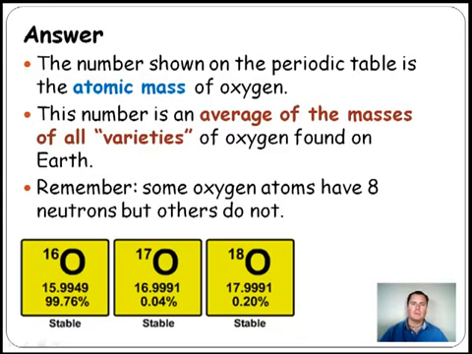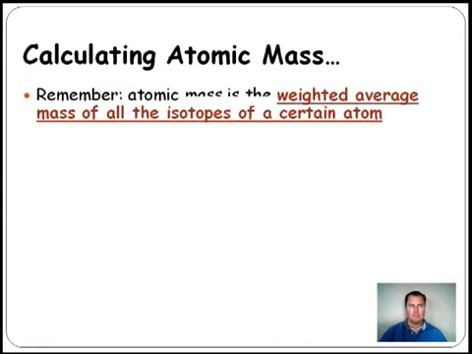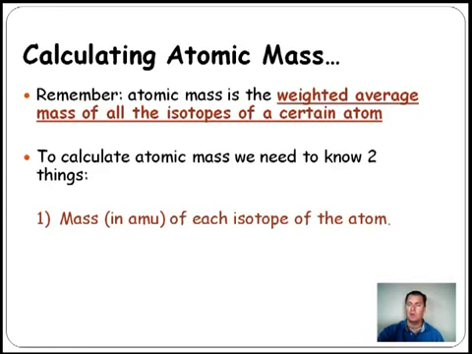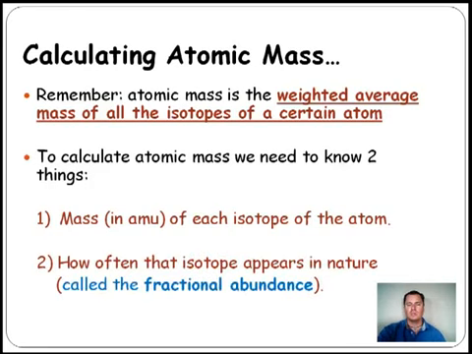Okay, remember, atomic mass is the weighted average mass of all the isotopes. So in order to calculate it, we basically need to know 2 pieces of information. First, we need to know the mass in AMU of each of the isotopes of the atom. So how much does each isotope variety weigh? The second thing we need to know is something called the fractional abundance. And all the fractional abundance is how frequently does it appear in nature.